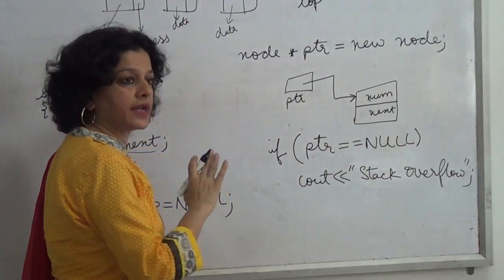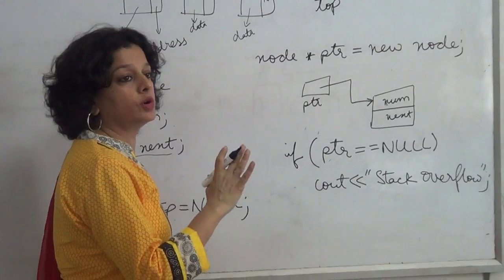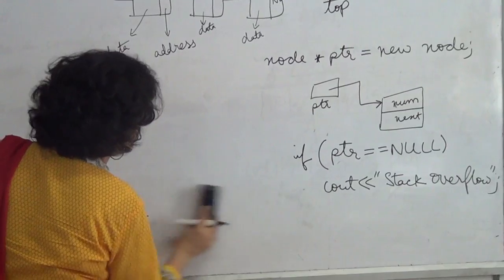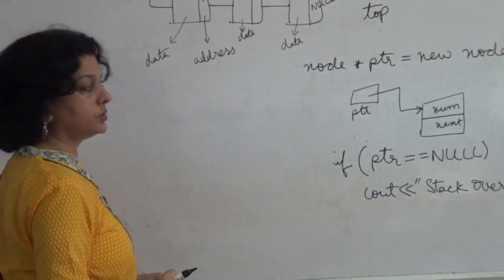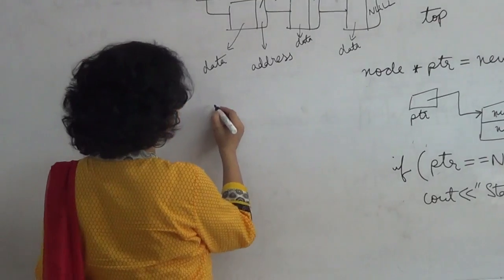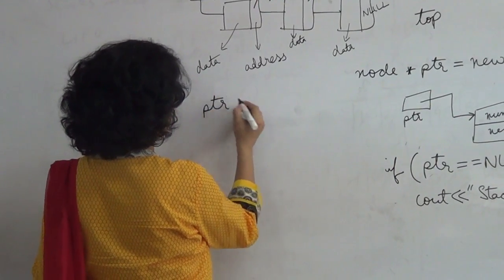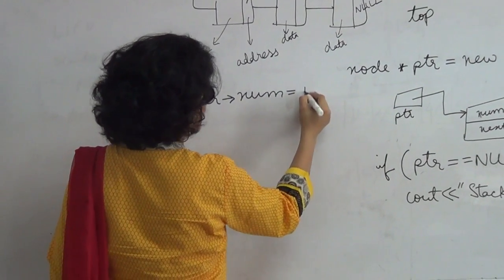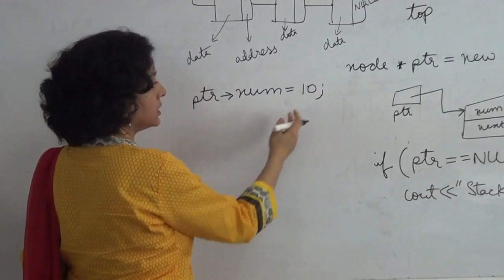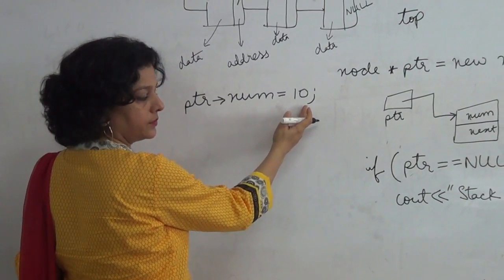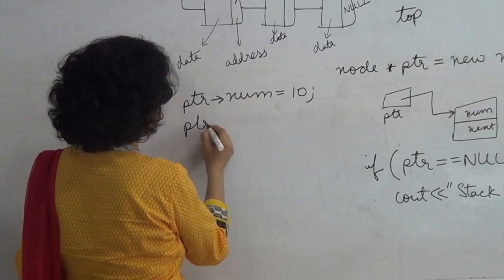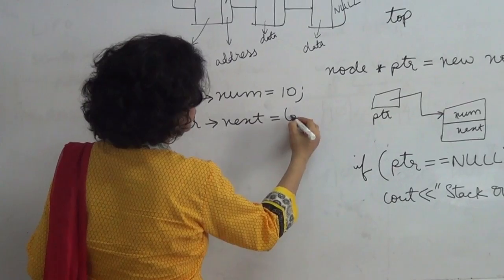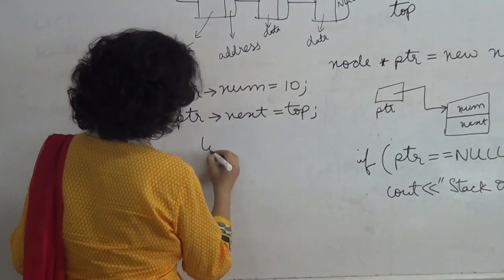Which indicates that the memory is full and no more node can be allocated to the stack. Now to add my very first node to the stack, I will write down the statements: ptr arrow num equal to 10, suppose I want to add 10 to my stack, and ptr arrow next is equal to top, and top is equal to ptr.